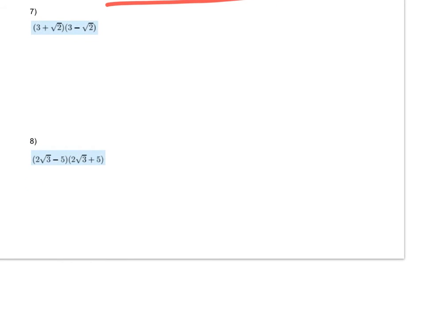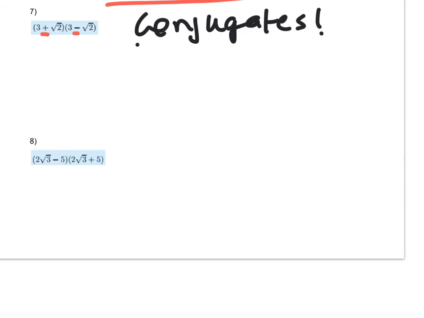Now look at these two, right? This is very easy, but when you look here, the way one is 3 plus root 2, the other is 3 minus root 2. It's basically the same thing except for the sign in the middle. Okay, these are called conjugates. And something interesting happens when you multiply two conjugates. So let's have a look.